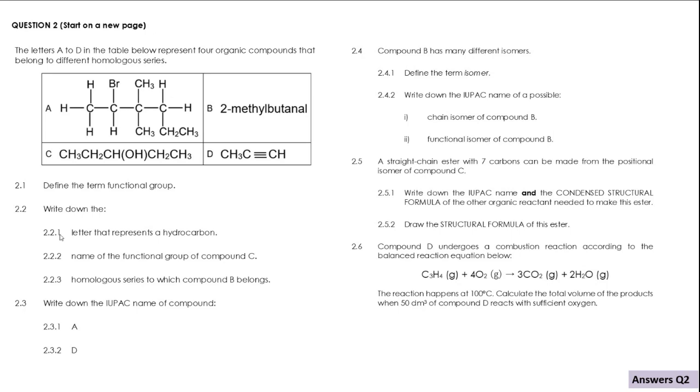Now, 2.2. Write down the letter that represents a hydrocarbon. Remember, the definition of hydrocarbon: those are compounds that have carbon and hydrogen only. They don't have oxygen. They don't have a halogen. Only carbon and hydrogen. Now, looking at A, B, C, and D, what do you think, grade 12s? Which one is a hydrocarbon?